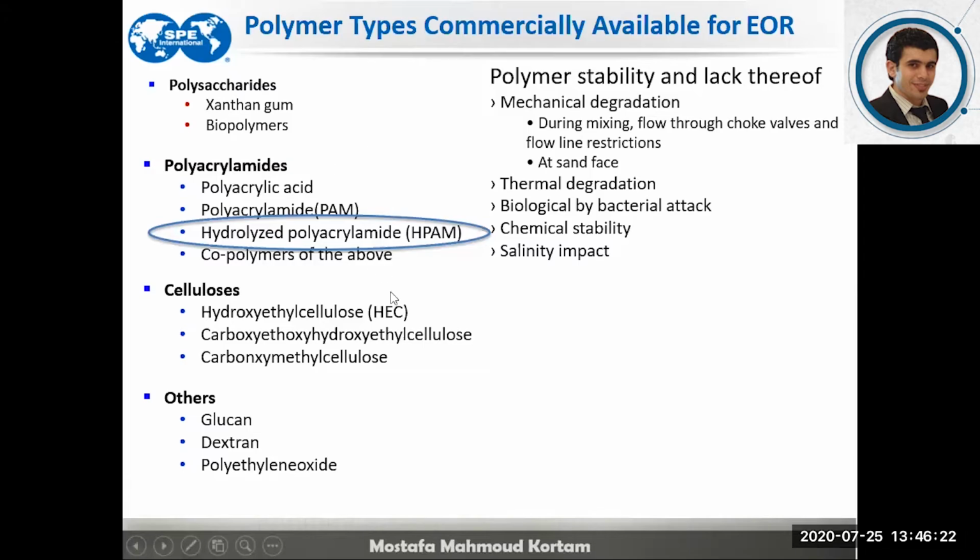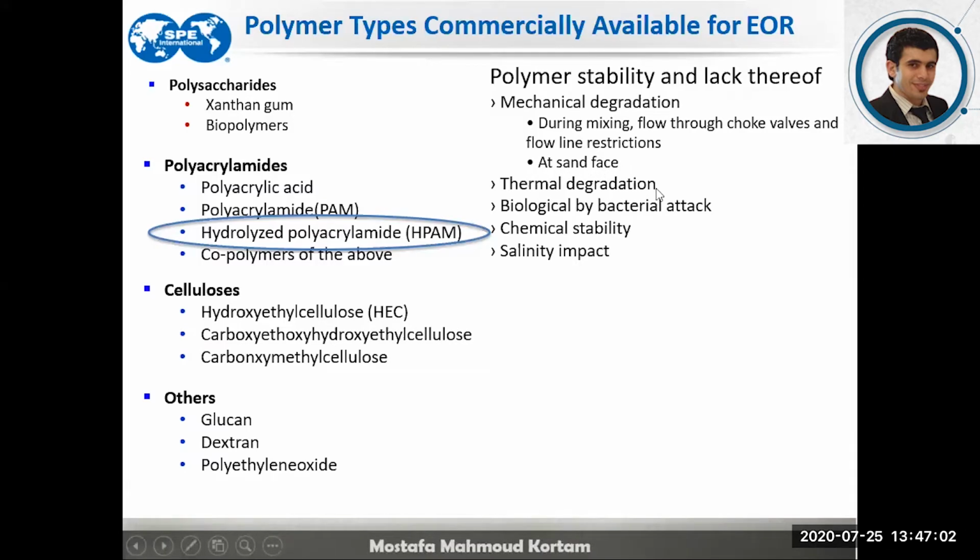Also, there are basic differences among those types of polymers that can differentiate the performance of one polymer from the other, which are these key parameters. So mechanical degradation is a measure of how much degradation and loss of polymer viscosity and polymer efficiency take place during the mixing and during the flow through the choke valves, flow line restrictions, the wellhead and so on. Also, mechanical degradation can happen at the sand face and across the perforations.